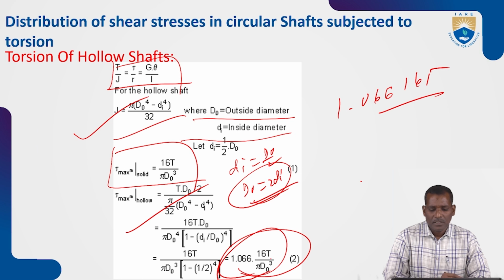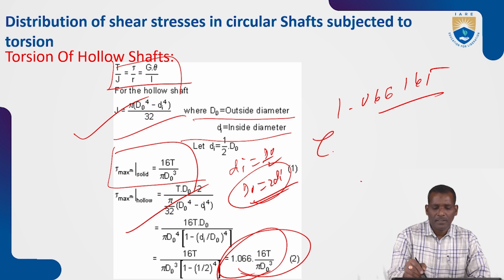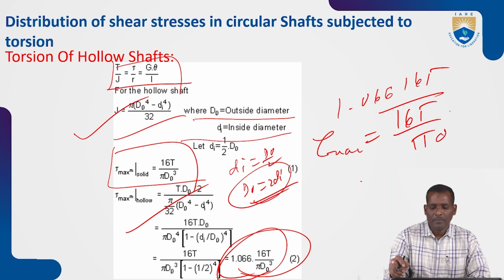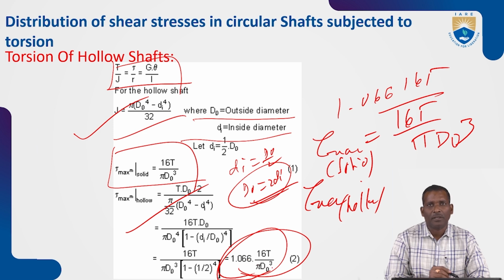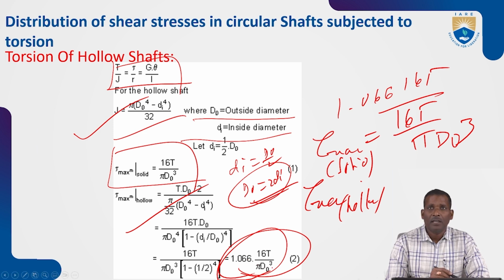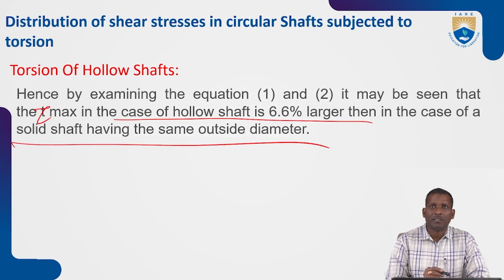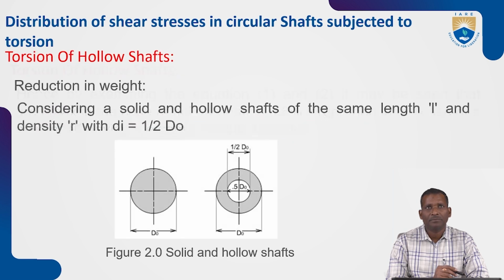See, for the solid shaft, shear maximum is equal to 16T by pi d naught cubed. But for a hollow shaft, it is 1.066 times 16T by pi d naught cubed. So nothing but, in percentage, 6.6% larger than in a solid shaft having the same outside diameter.